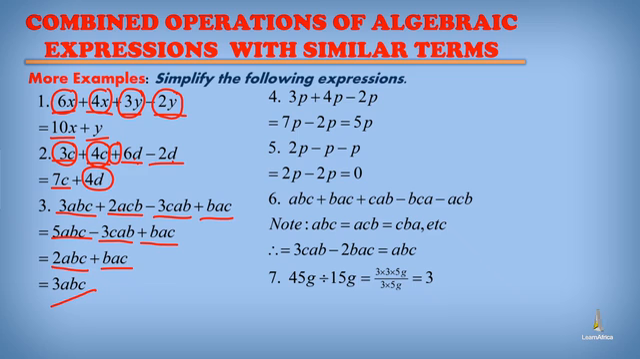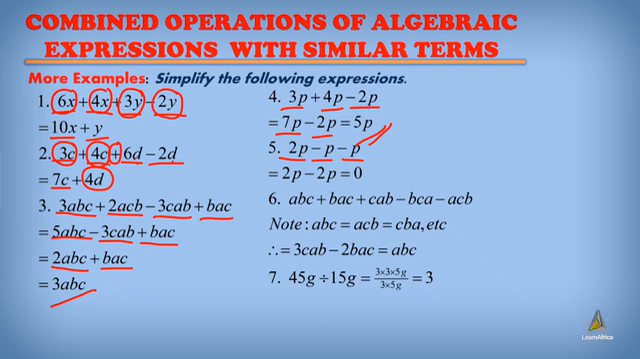Now going to question 4, we have 3p plus 4p minus 2p. Okay, 3p plus 4p will give us 7p. Then we go ahead to take away our 2p, and that will give us an answer of 5p. The next example, question 5, we have 2p minus p minus p.